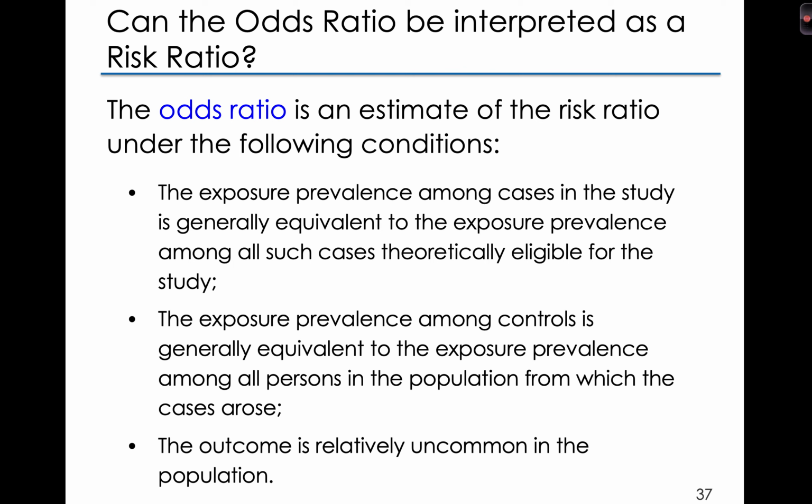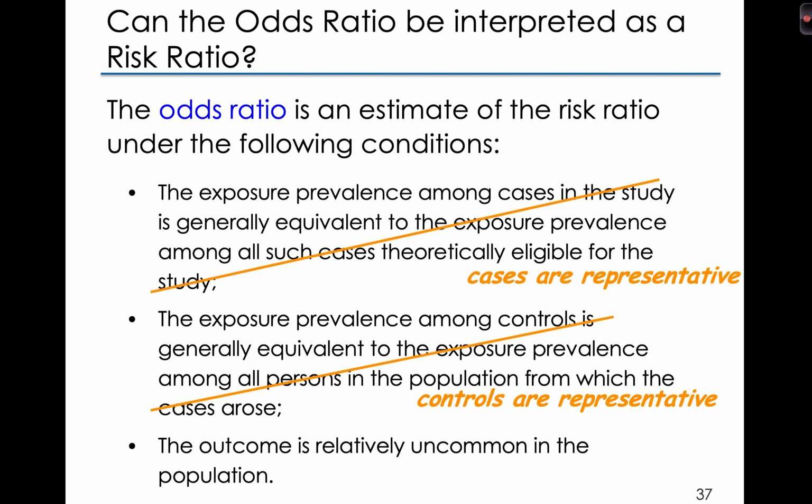So what we're saying there is, have you done a correct job of ascertaining your incident cases, and the cases that you have studied truly represent the cases from the underlying population. The second bullet is that the exposure prevalence among controls is generally equivalent to the exposure prevalence among all persons in the population from which the cases arose. So again, did you truly randomly sample your controls from the theoretical cohort? So simpler ways of saying those two things is that your cases are representative and your controls are representative.